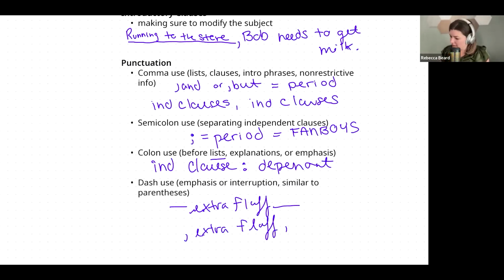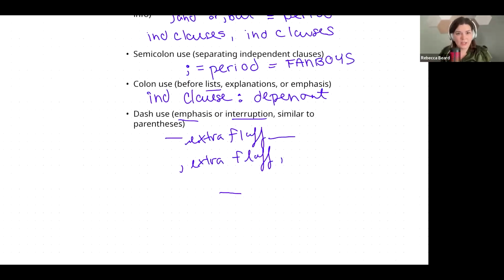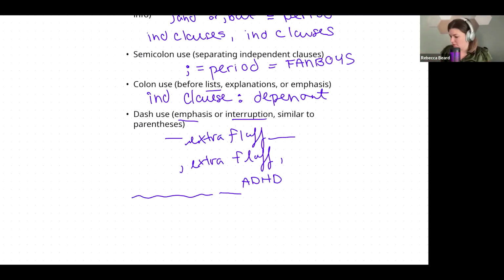Sometimes you see a single dash. Sometimes it can be used for emphasis and interruption. I like to call it an ADHD moment. The reason I say that is you're going to have a normal sentence, and then what will happen if the single dash is correct is there's going to be a random add-on.